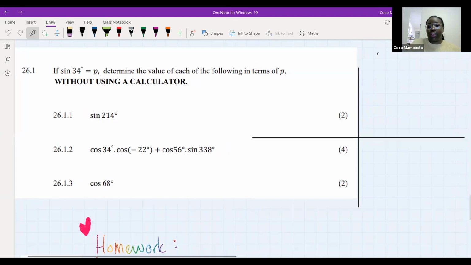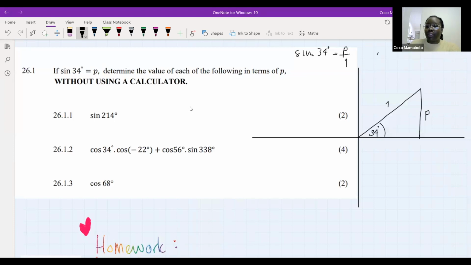No, don't move that. Okay, sine of 34 will be like that. 34 degrees over there is equal to P. Now we know because it's sine of 34, just rewrite it over here, sine of 34, we know that sine is equal to opposite over hypotenuse or Y over R. So we're just going to take P and put it over 1. So I know that my Y value will then be P and my R value would be 1.